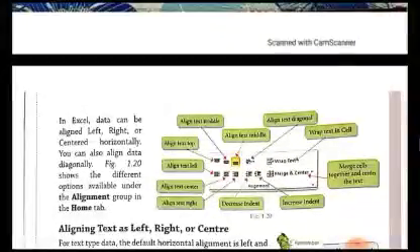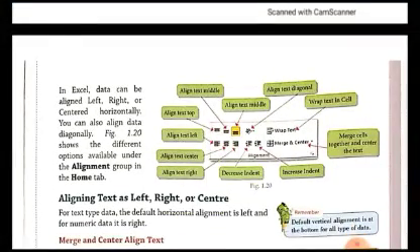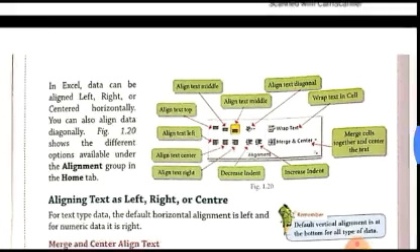See here what is shown. These are different options which are available under the alignment group. The alignment group is a separate group in the Home tab. The Excel data can be aligned left, right, or centered horizontally. You can also align data diagonally. This diagonal alignment was not there in Word. We hadn't studied that in Word, but here we can also align it diagonally. Figure 1.20 shows the different options available under the alignment group. I will try to zoom this also.